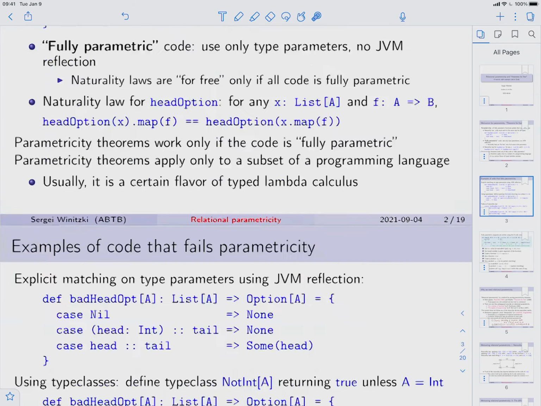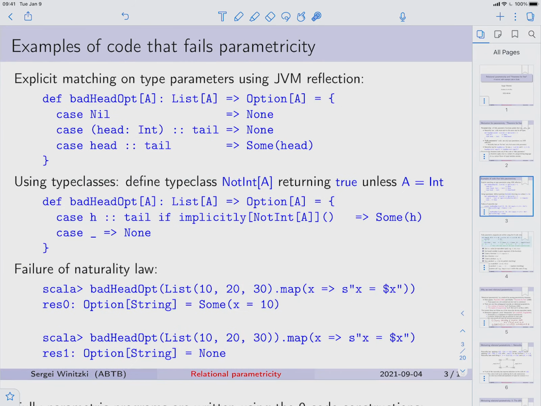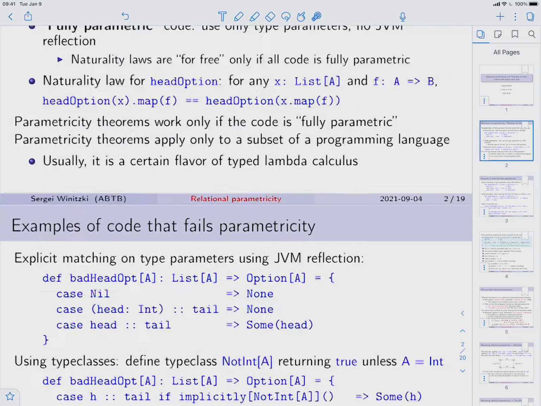Just as an aside, the bad examples here are still purely functional. There are no side effects here. There is no mutation. But this is not fully parametric. So this is a stronger constraint than purely functional.